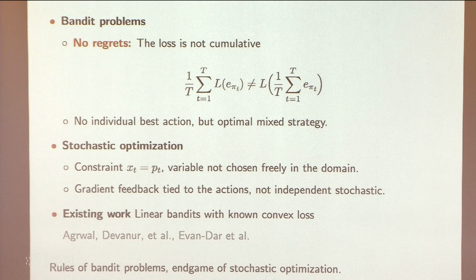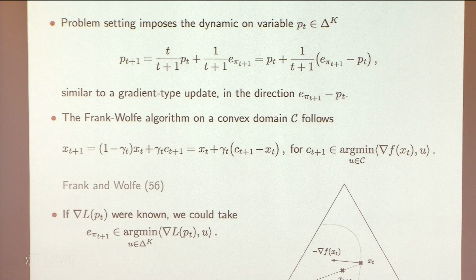There's existing work that is a bit similar to this, where there are linear bandit problems with non-convex loss, but it's a little bit less general. So again, the take-home message of this problem is that you have the rules of bandit problems when trying to do stochastic optimization, right? So it's a little bit more constrained. Okay, so how do we approach this? How do we try to solve this problem?